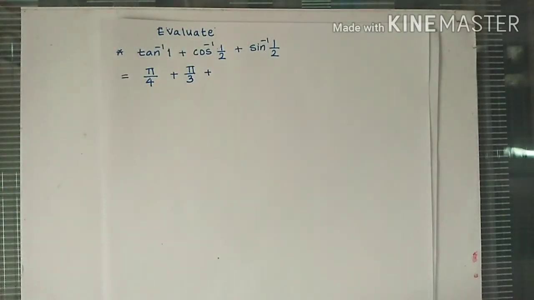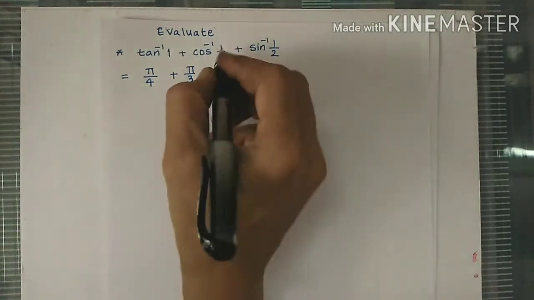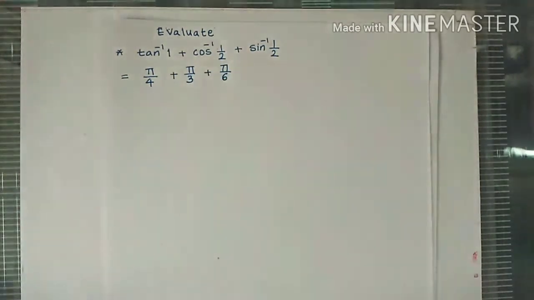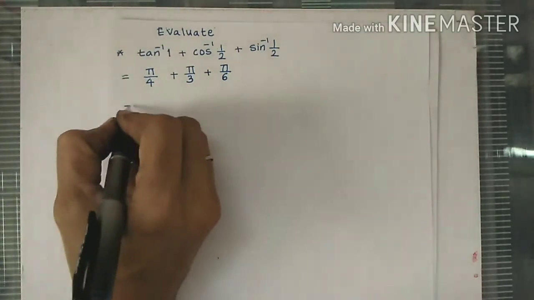Next is sin inverse of 1 by 2. So we have to find the angle for which sin is half. So what is that value? For which theta we get sin theta as half. Sin 30 is half. So angle is 30 degrees. 30 is pi by 6. So we have pi by 4 plus pi by 3 plus pi by 6.